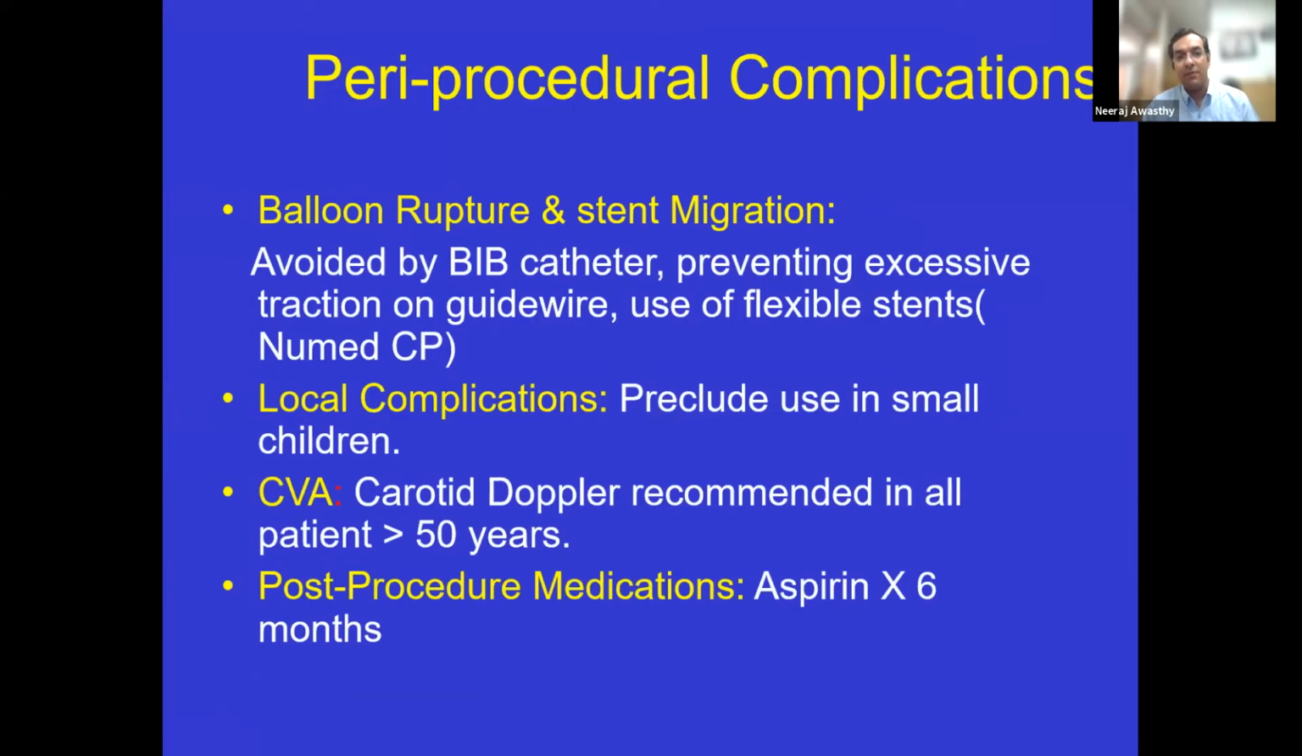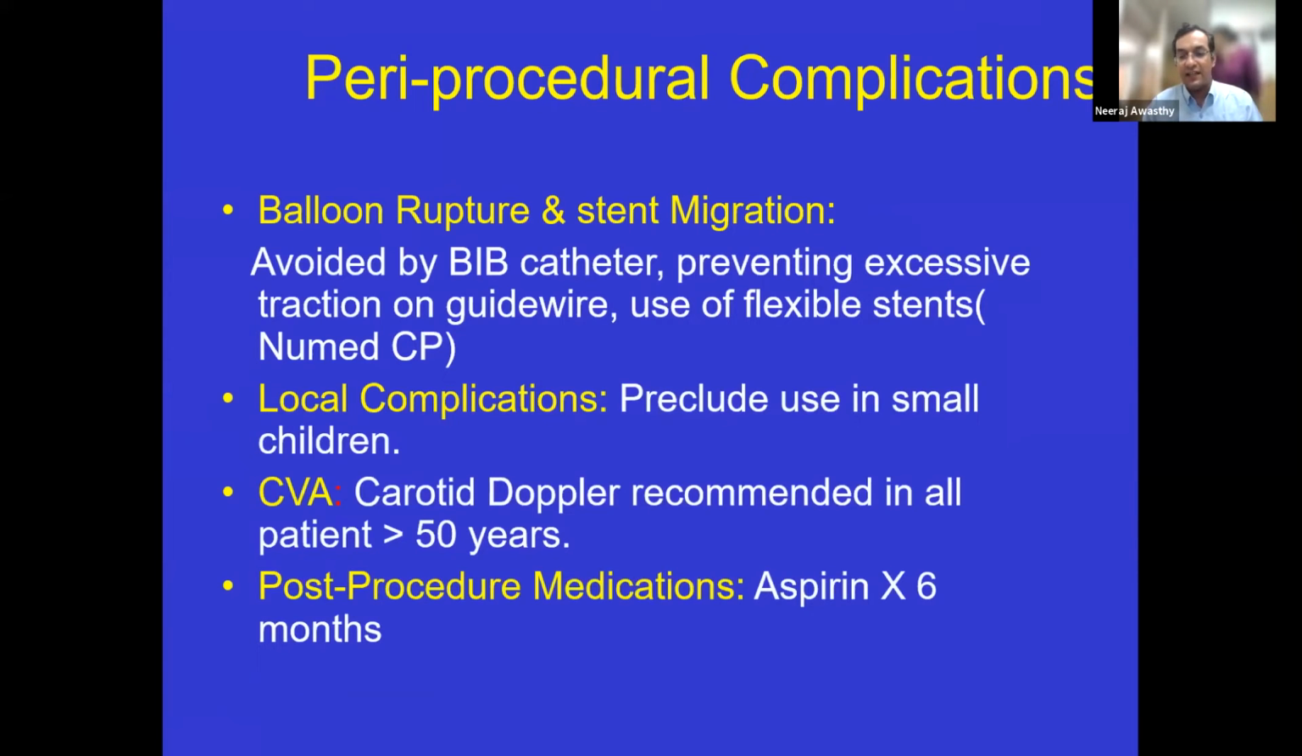So, peri-procedural complications. We talked of procedural complications. Now let's talk of peri-procedural complications, which include balloon rupture and stent migration. It can be avoided by a BIB balloon with serial dilatation of the inner and outer balloon, preventing excessive traction on the guide wire. Remember, whenever you are ballooning, somebody should not push the guide wire down. It should be held. When it is pushed down, the guide wire tends to slip out.